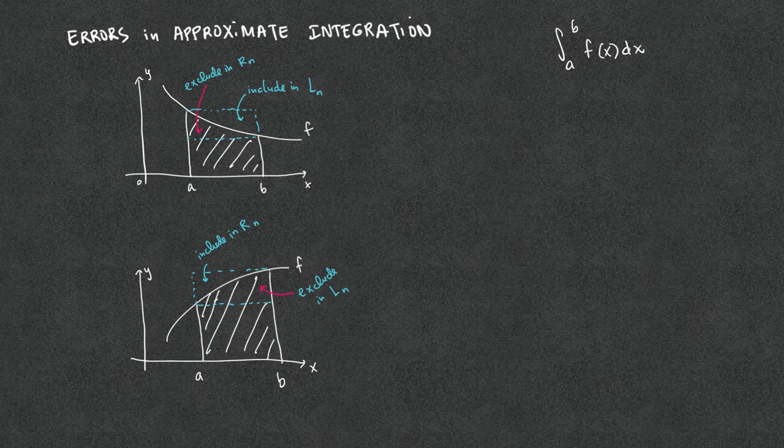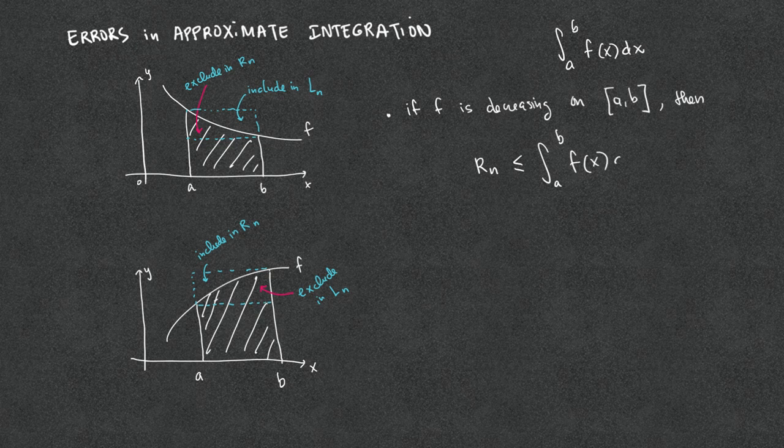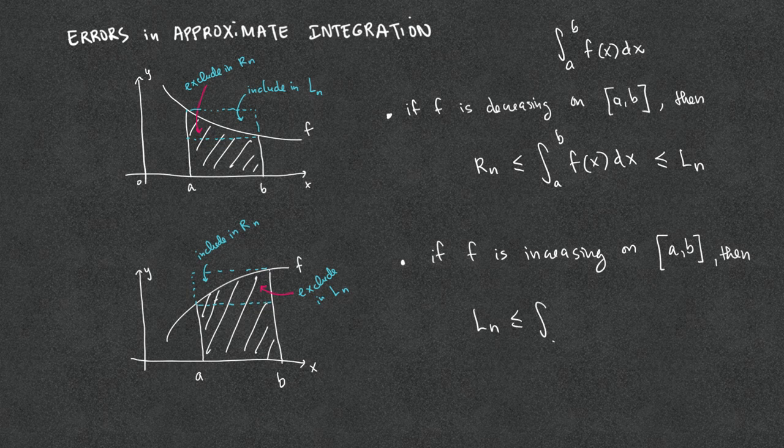So we see that if the function is decreasing on the interval a, b, then the right sum Rn is less than or equal to the exact integral, and this exact integral is less than or equal to the left sum Ln. If the function is increasing on the interval a, b, then the left sum Ln is less than or equal to the exact integral, and this exact integral is less than or equal to the right sum Rn.